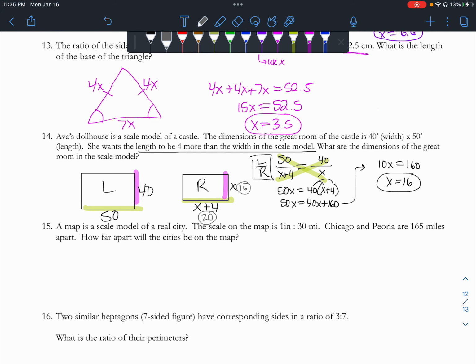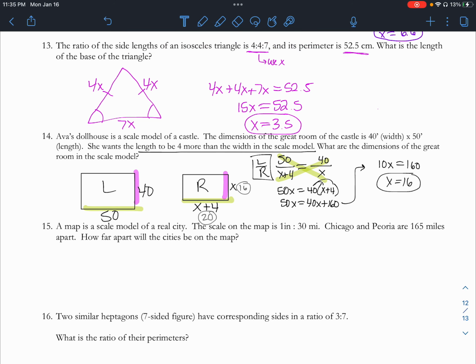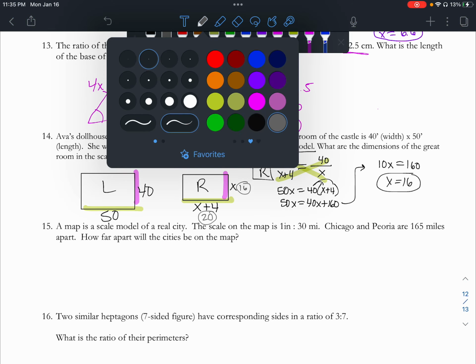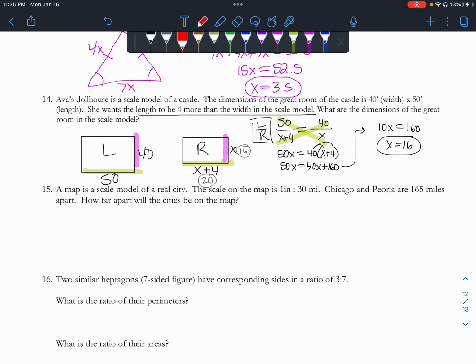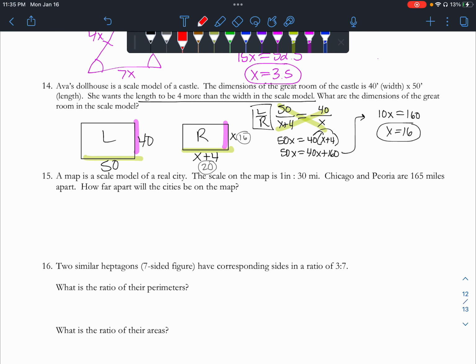So that's the only weird one that you'll probably see on here, where you have to kind of use the same letter twice. I wouldn't anticipate too much of that going forwards for you guys. So don't worry too much about that problem if you don't understand it.